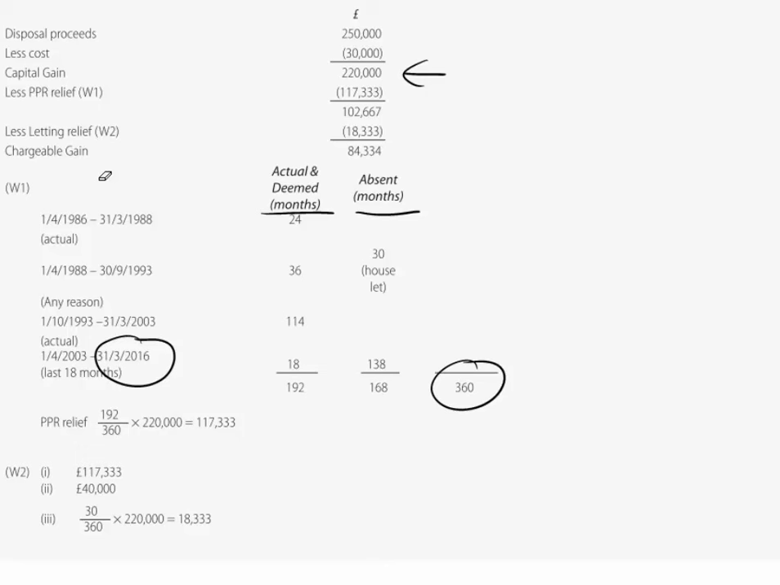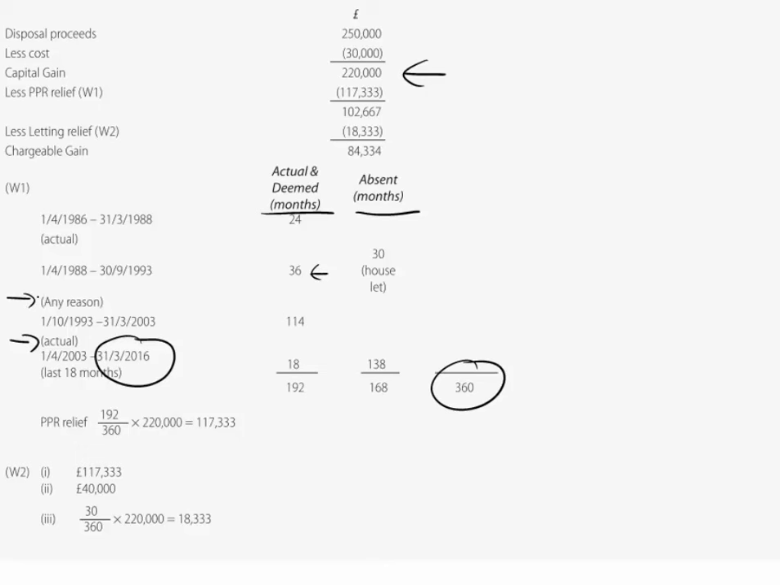From the 1st of April 88 to the 30th of September of 93, we just went away travelling the world and we let the property out. What do we say in terms of PPR relief? That meant that we would here be able to claim the 3 years for any reason. Why? Because we did take up some actual occupation again after that period of absence and prior to the eventual disposal. So that's another 36 months here, this time of deemed occupation, the reason 3 years for any reason.